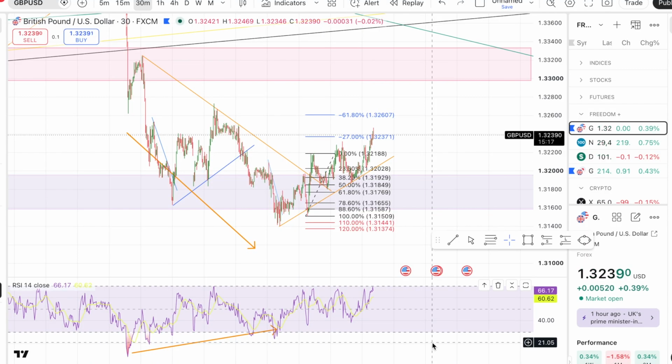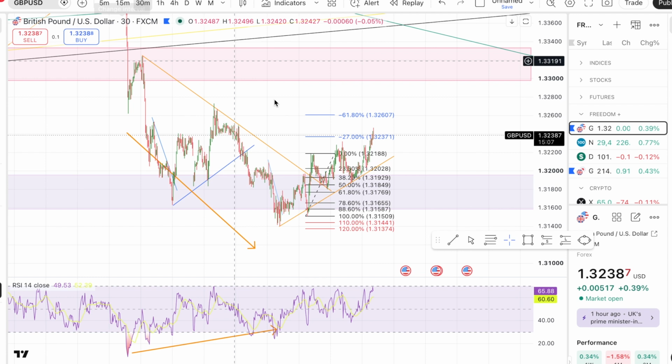So I wanted to go over this trade that I actually took on Thursday. It is the British pound against the US dollar. This is the foreign exchange market. That is what I trade. So I'm just going to run through kind of like how I trade and why I take the positions I take.